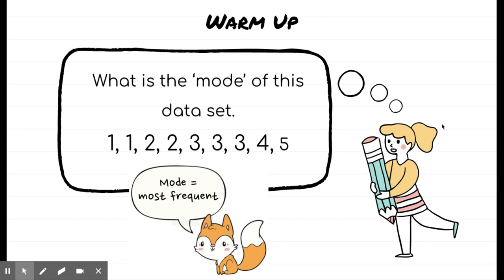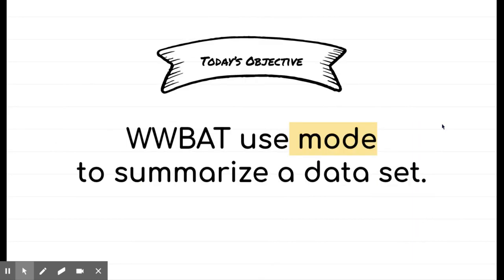So for the warm-up, what is the mode of this data set? The mode is the number or the value that appears most frequently. So you should be able to figure out what number appears more often in this set. Today, we are going to use mode to summarize a data set.